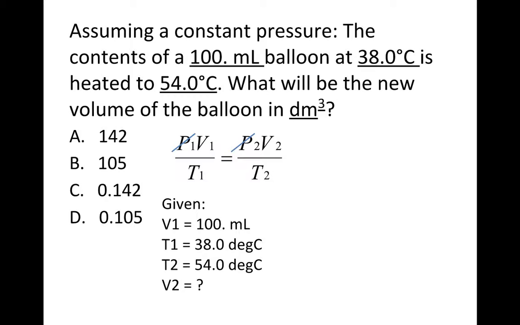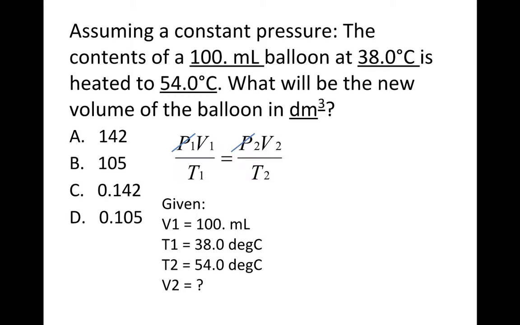One, my Celsius should be in kelvins. I always have to have kelvins as my unit for temperature. So I'm going to have to make that conversion, which just means I add 273 to each of those T1 and T2 values.